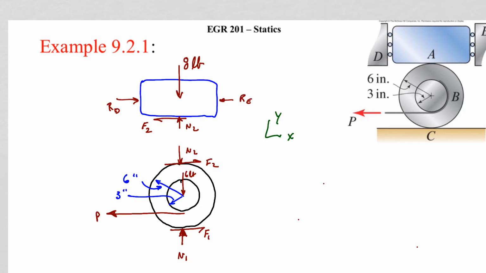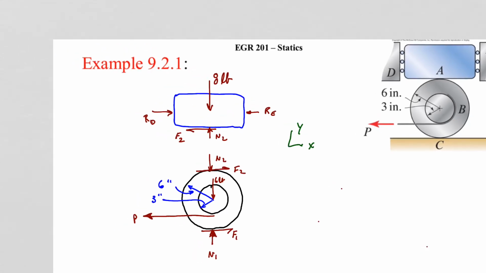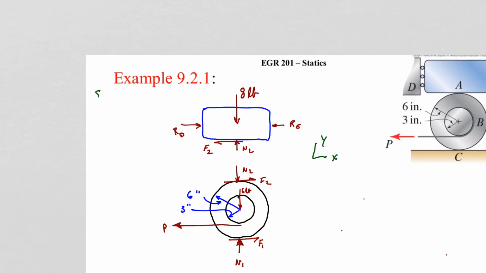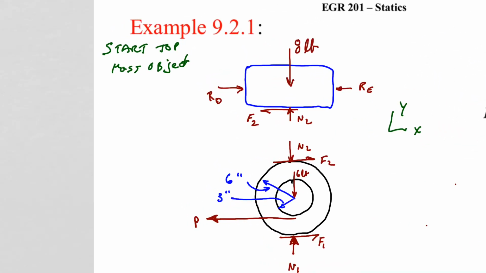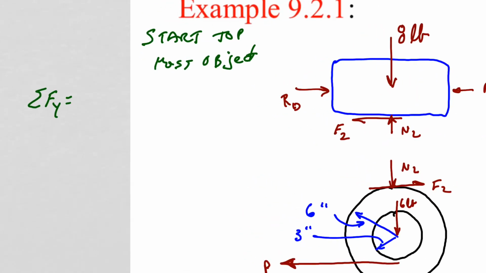So now how do we evaluate this and where do we start? Just like wedges, always start with the topmost object. Usually we have fewer unknowns. It also helps us solve for the normal force between these two objects. So if we start with that, we can sum forces in the y direction first, set equal to 0. What do we get? We see that if we sum forces in that y direction, we get that N2 equals 8 pounds.